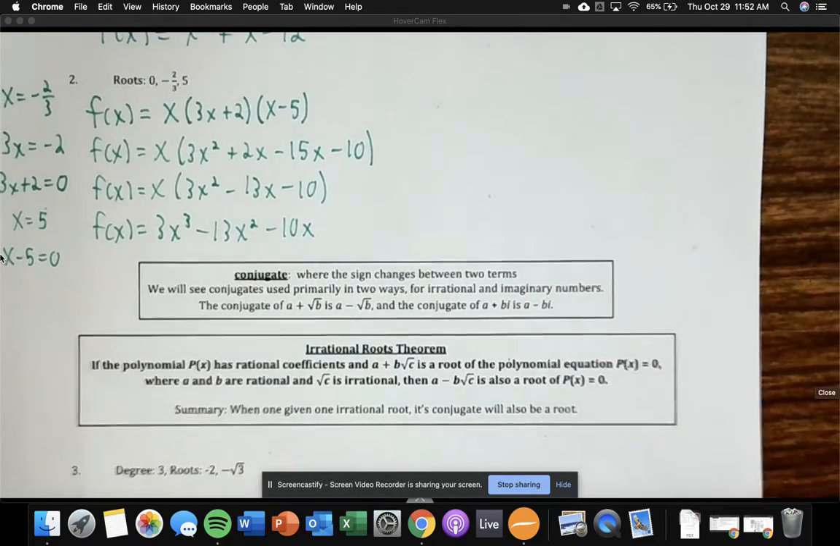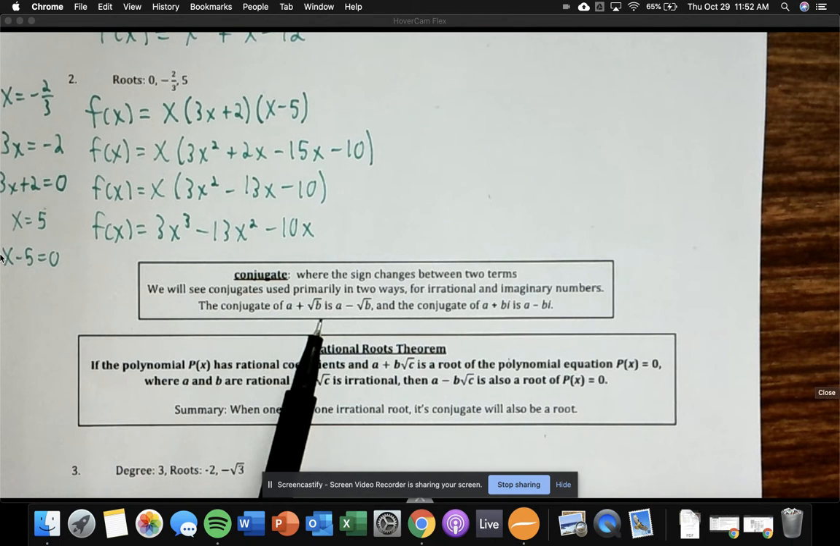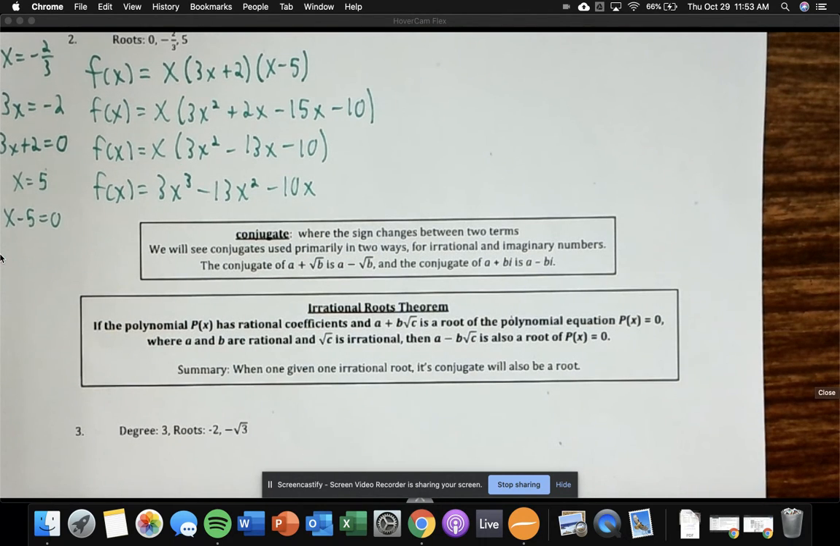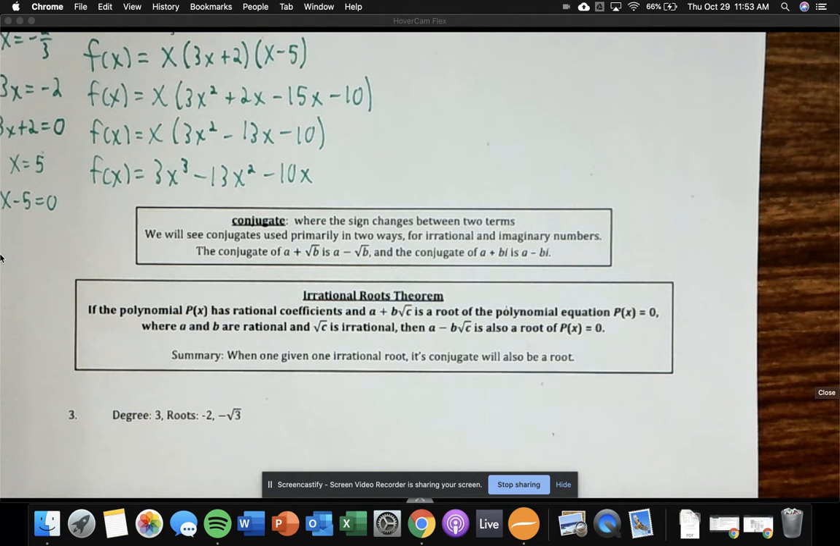So let's talk about a conjugate. A conjugate is where the sign changes between two terms. We're going to be seeing conjugates usually when it comes to irrational and imaginary numbers. For instance, the conjugate of a plus the square root of b is a minus the square root of b. And the conjugate of a plus b times the imaginary number is a minus b times the imaginary number. We have this irrational roots theorem, and the wording is a little confusing, but essentially the summary is when we have one irrational root, its conjugate will also be a root.